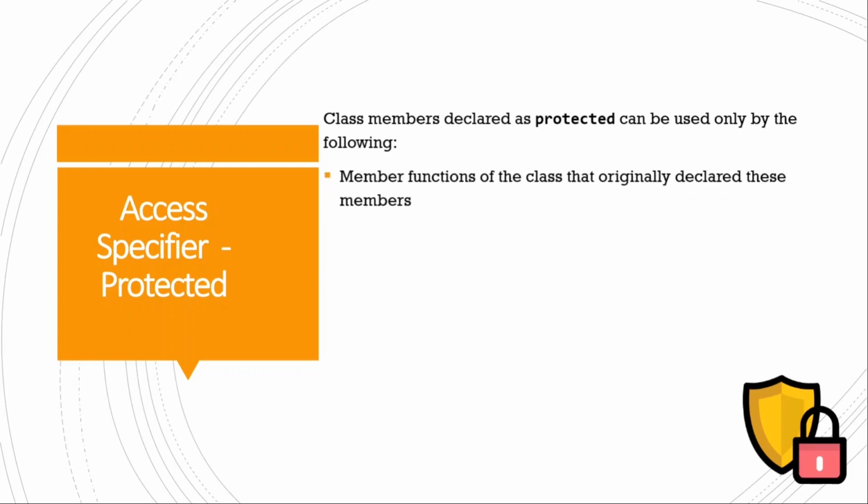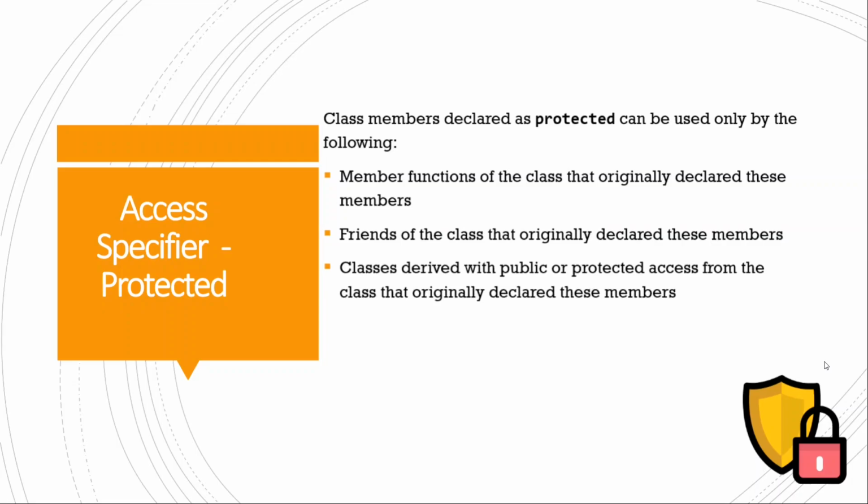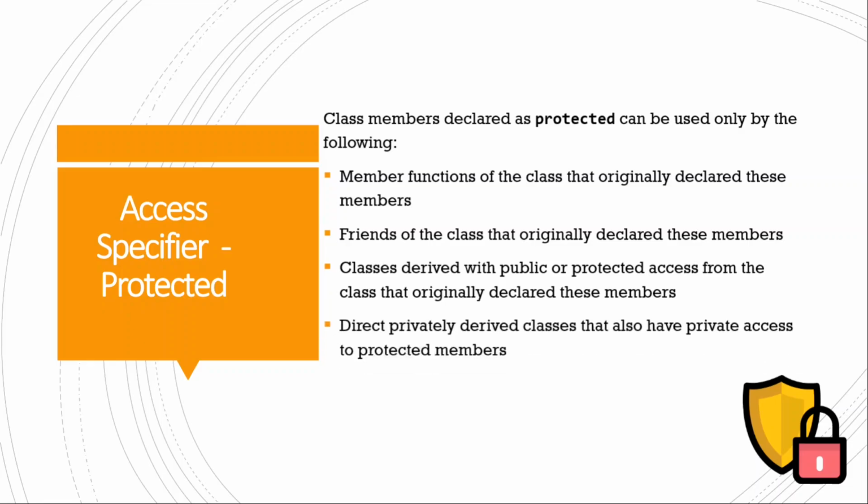Member functions of the class that originally declared these members, or friends of the class that originally declared these members. It may be used by classes with derived public or protected access from the class that originally declared these members, and also direct privately derived classes that also have private access to protected members.